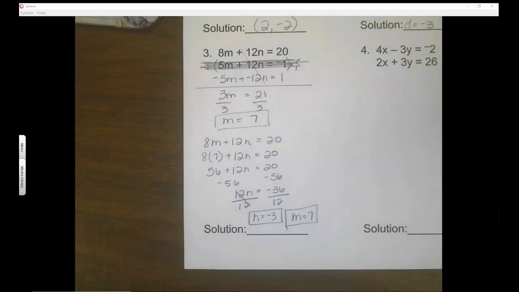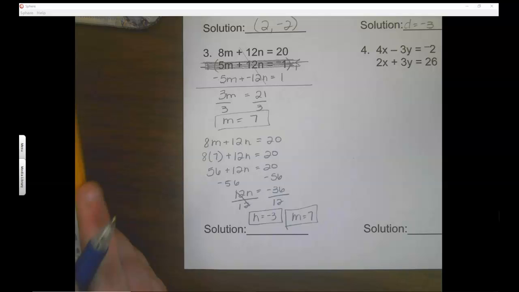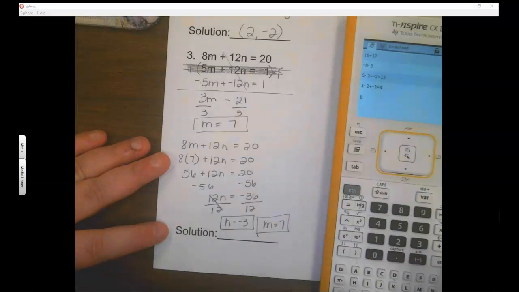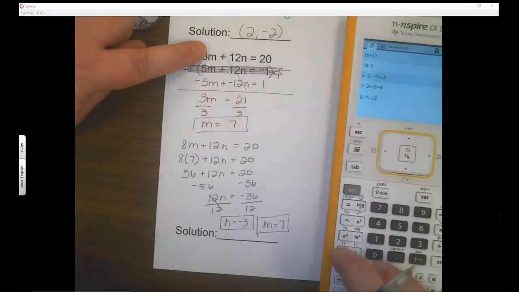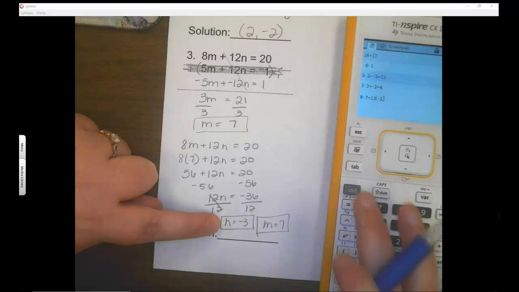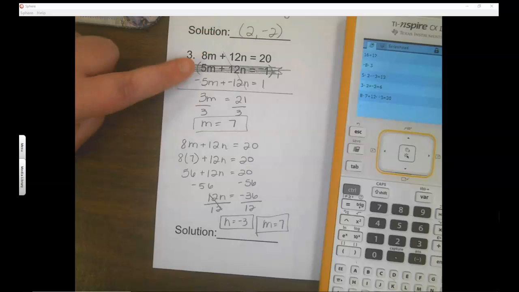All right. And then we could plug it in, which we're going to go ahead and plug in because I do want us to get in the habit of checking our work. So 8 times 7 plus 12 times our n, which is -3. And I put my negatives in parentheses all the time just because sometimes the calculator can't read it. It gets true, and I'm going to want to use the original equation to check.